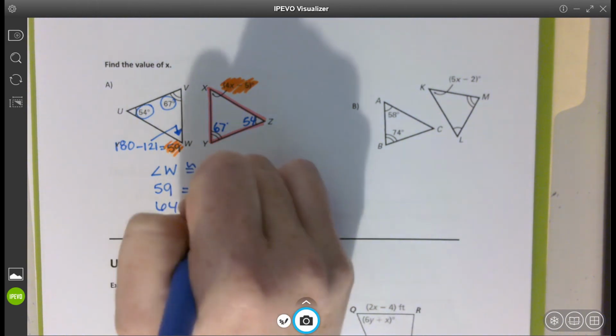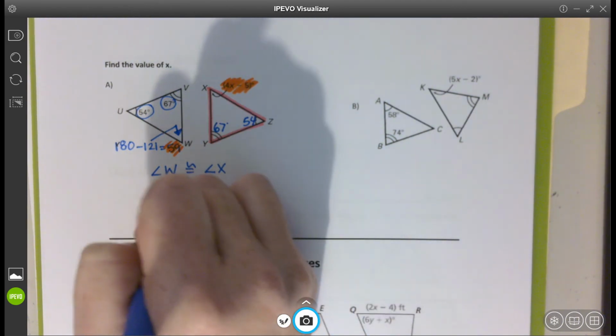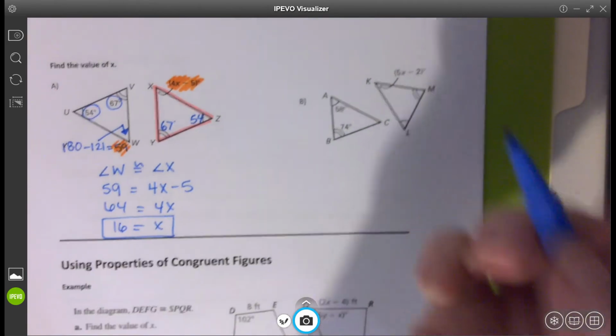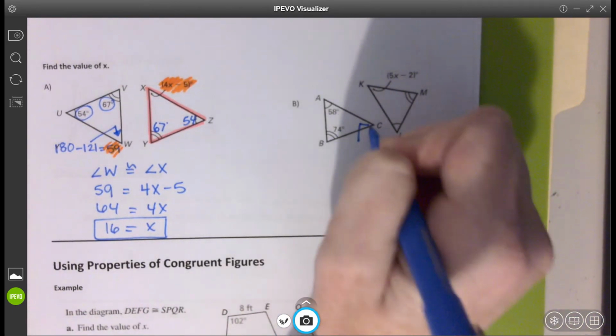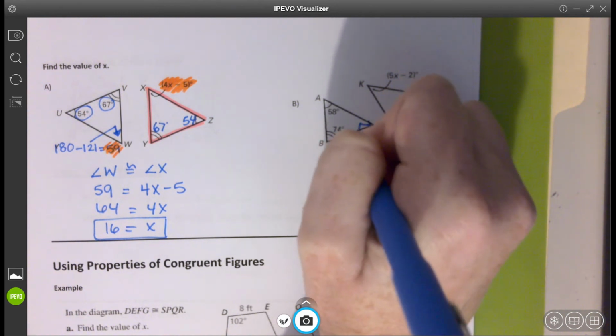Adding 5 to both sides, and then I'm going to divide by 4, x equals 16. All right, so I'd like you to pause your screen and try letter B, and then unpause and follow along. All right, doing the same thing in letter B, I can figure out that this angle in C is going to be 48 degrees.